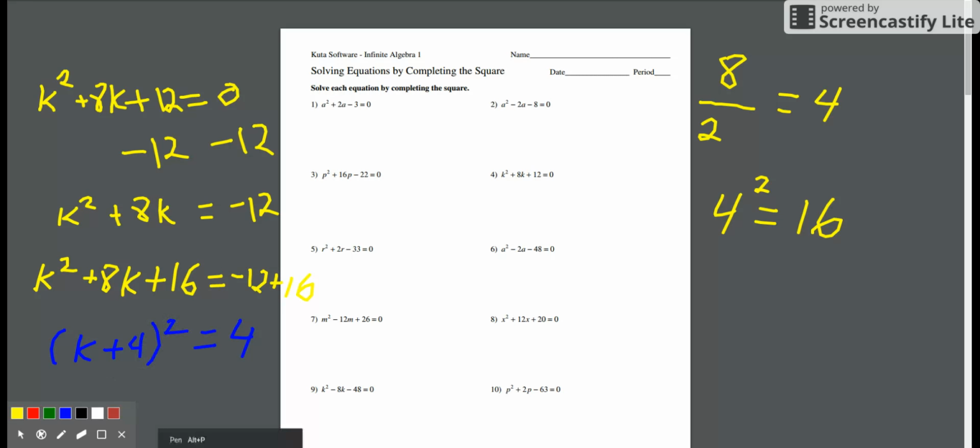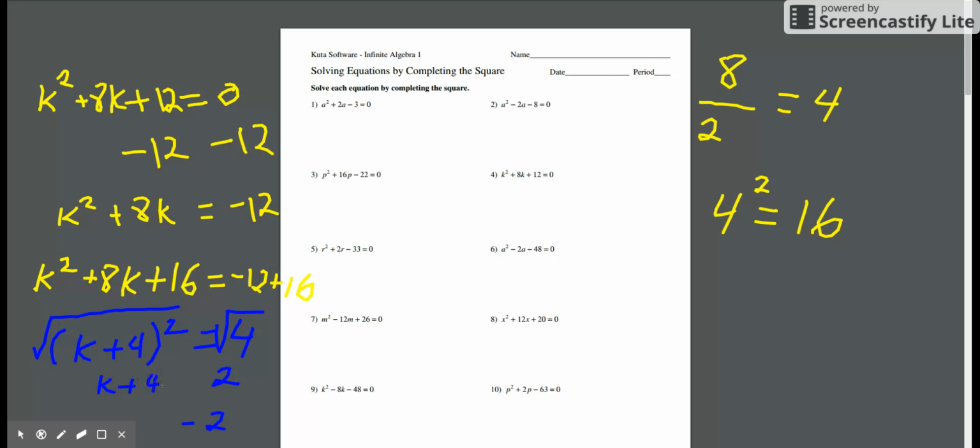Now to solve this, I have to use the inverse properties, and to get rid of a square, I have to take a square root. Now, the only thing is, though, when I take the square root of 4, I have to remember this. It could be positive 2 or negative 2, right? Because what's in here could be positive or negative because it's squared. So I have to solve for both.